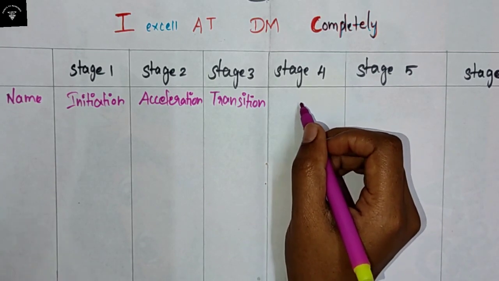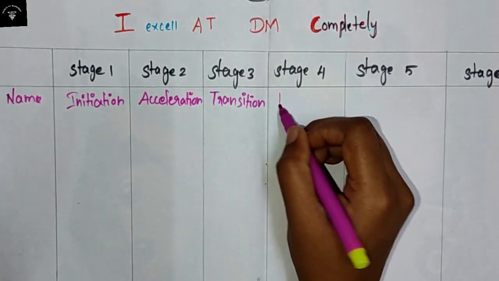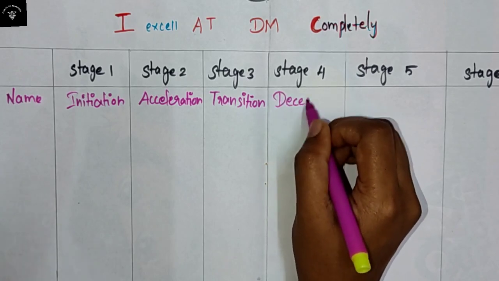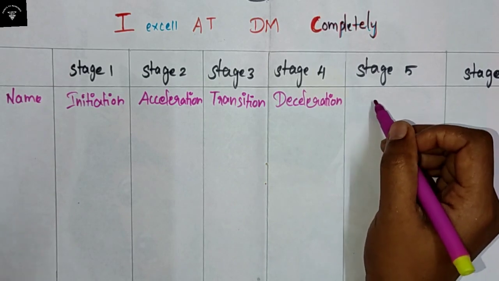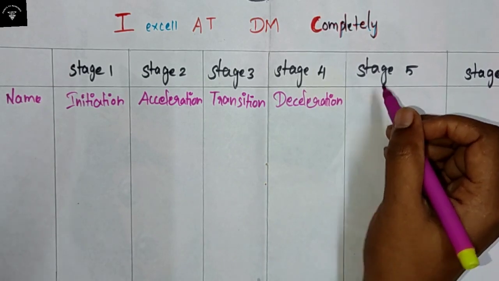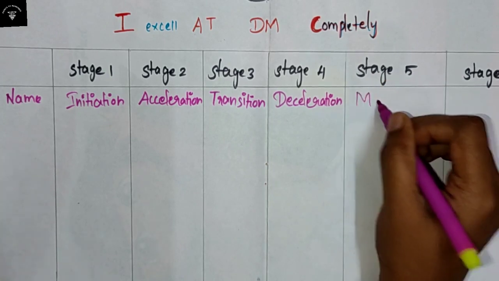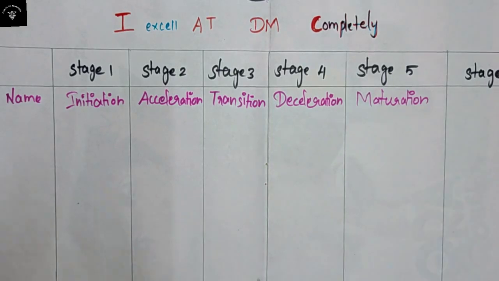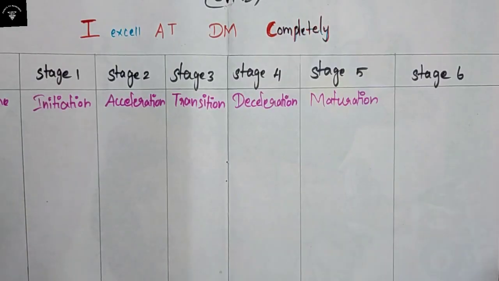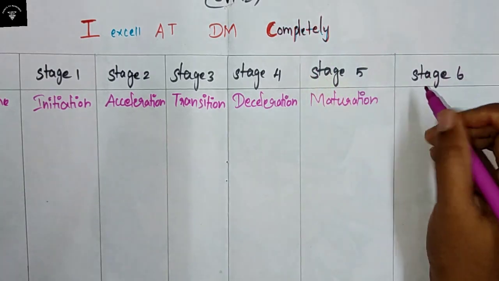Moving on to stage 4. Stage 4 starts with the letter D, that is deceleration. Then stage 5 starts with the letter M, that is maturation. Stage 6 starts with the letter C, that is completion.